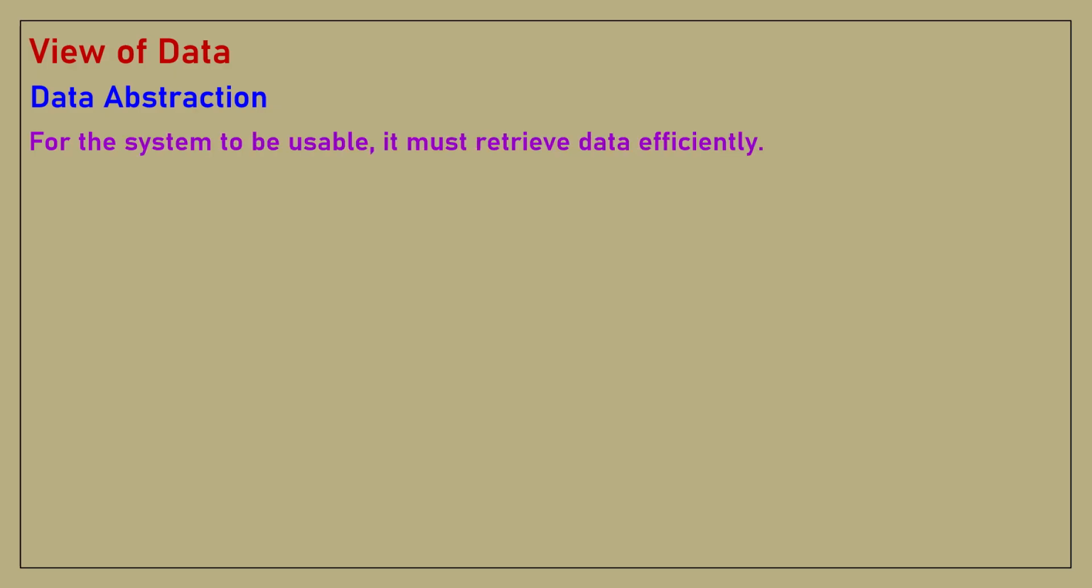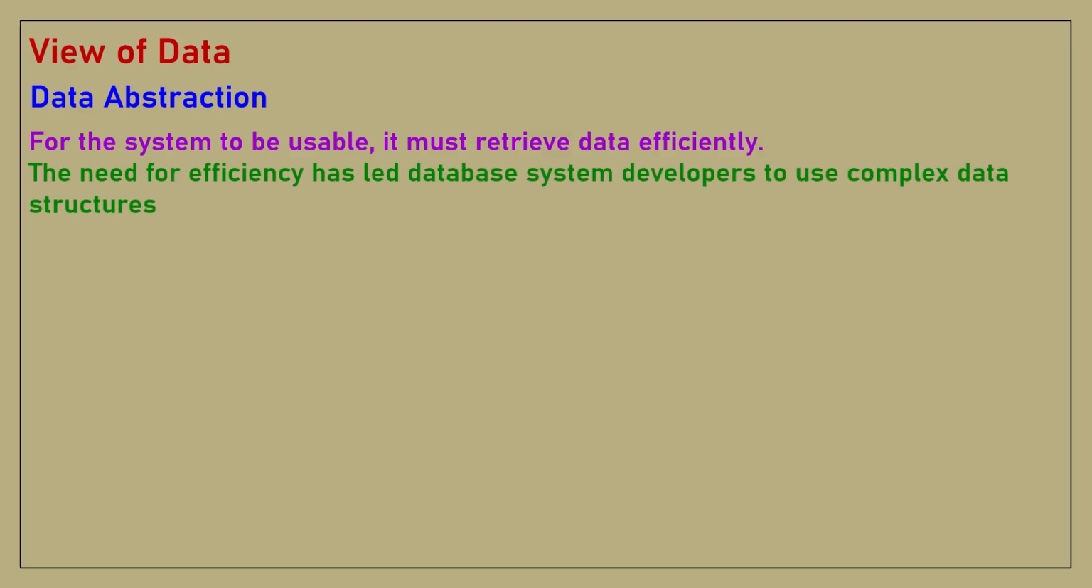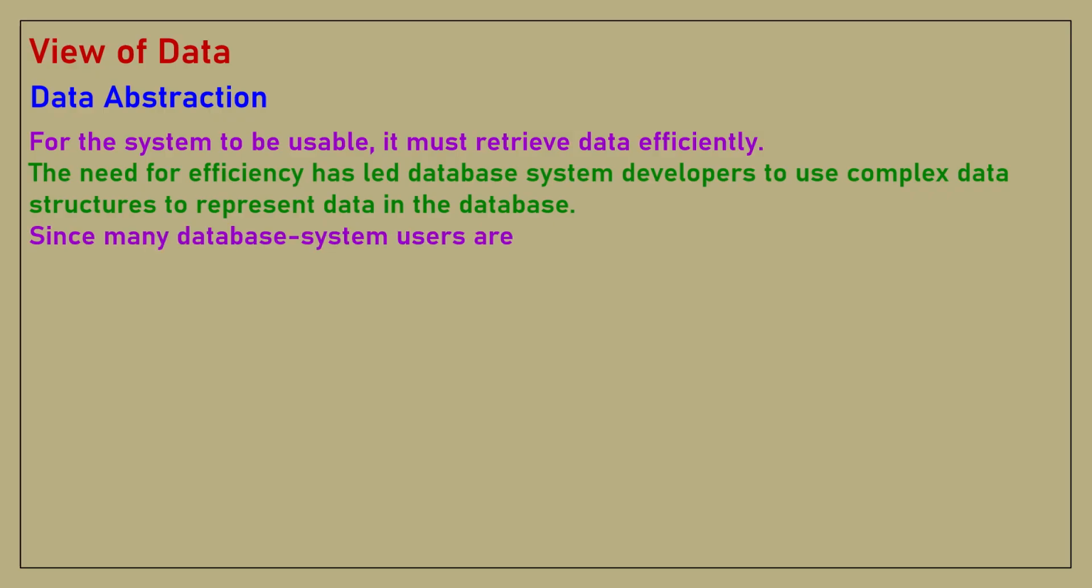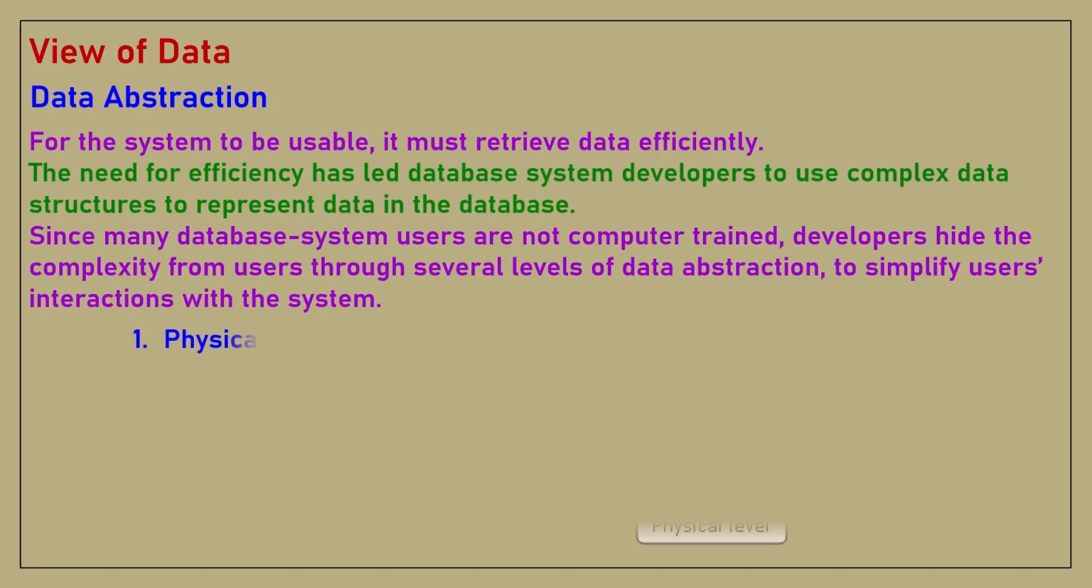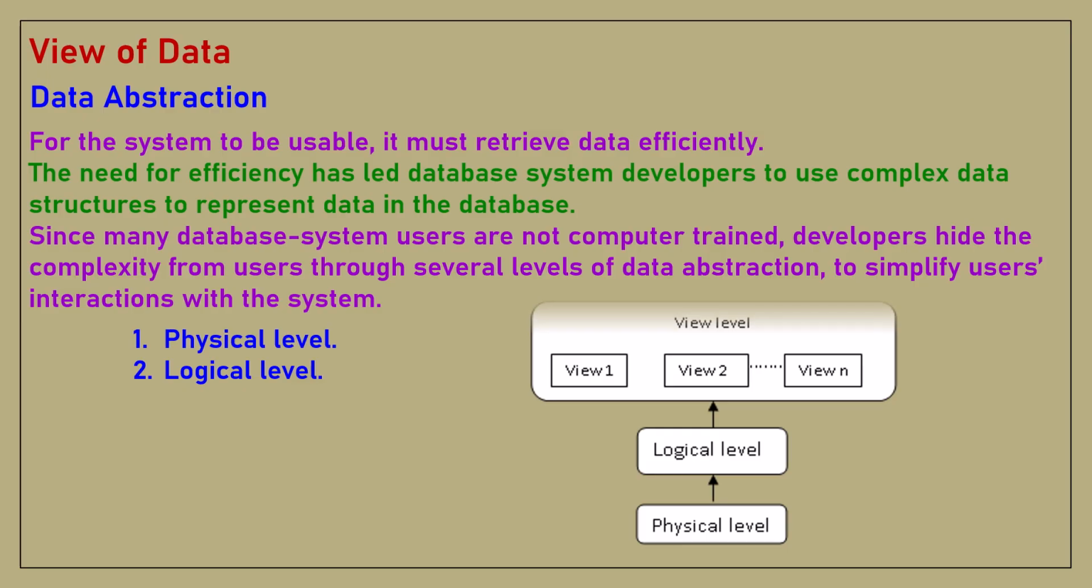Data abstraction. For the system to be usable, it must retrieve data efficiently. The need for efficiency has led database system developers to use complex data structures to represent data in the database. Since many database system users are not computer trained, developers hide the complexity from users through several levels of data abstraction to simplify users' interactions with the system. Levels of data abstraction in database management systems are physical level, logical level, view level.